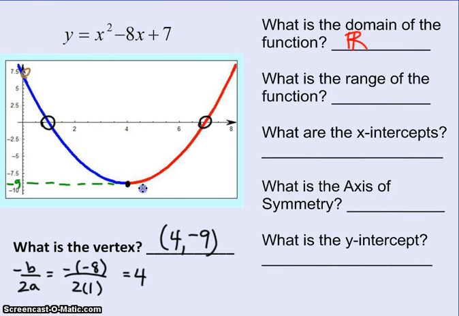So my vertex is the lowest point I can go. This is actually called my minimum. And the lowest y value I can have is the y value of my vertex, negative 9. So that means y is greater than or equal to negative 9, because I can be any number above negative 9, I can be negative 9 itself, and that's it. Now, taking a look at the x-intercepts, we have 1 and 7 is where it crosses, so x is equal to 1 and 7.